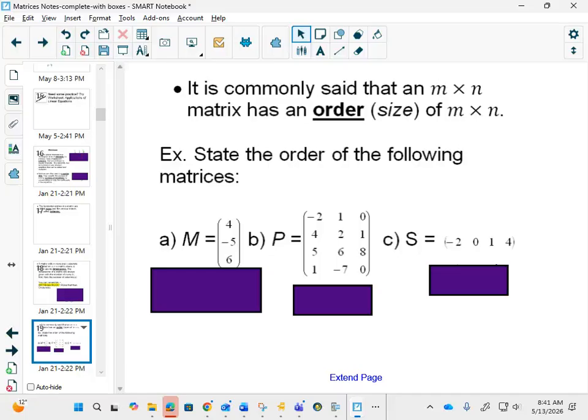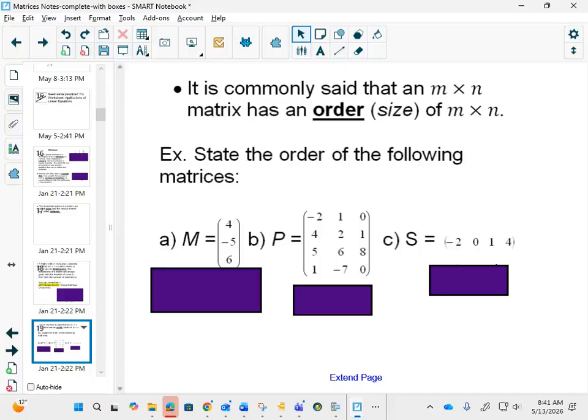The dimensions is sometimes called the order. I think one of the things that matrices likes to do is use a whole bunch of words to describe the same thing, but not necessarily make it any difficult. Okay, can you write the order or the dimensions of those 3?